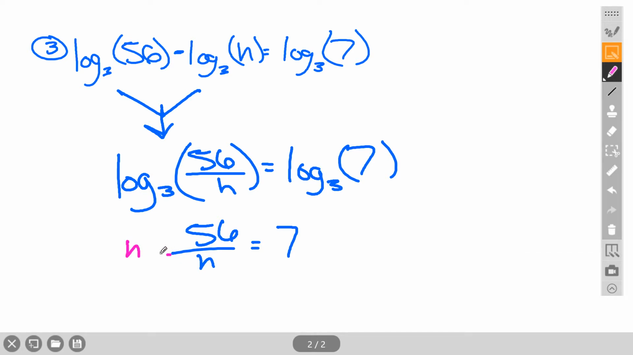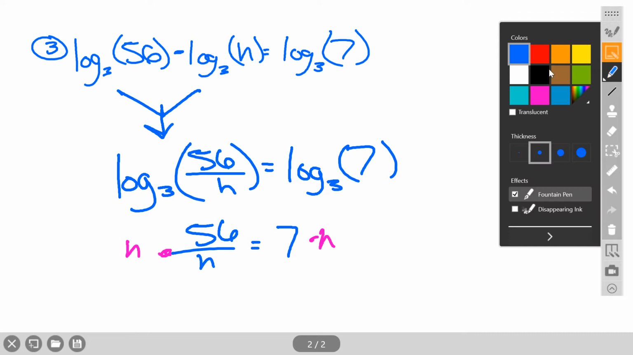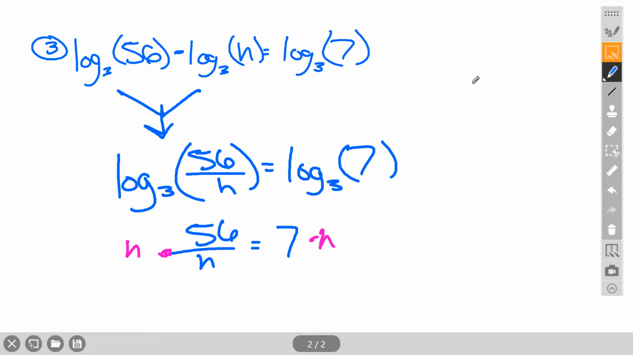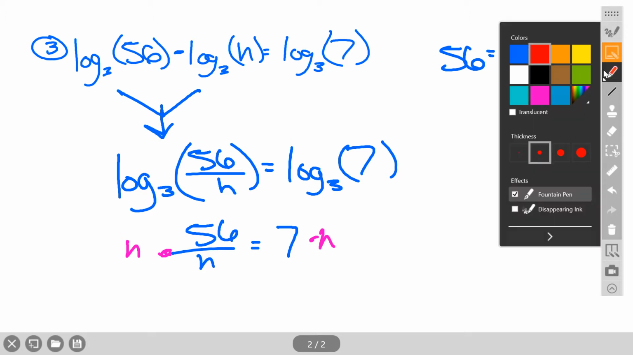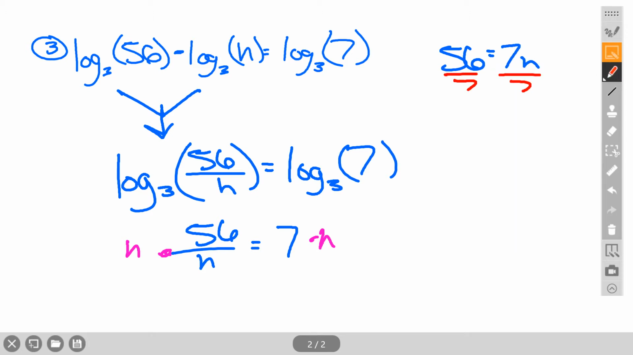So multiply by n to bring it to the numerator. So 56 equals 7n. Divide by 7, n is equal to 8. So our solution to number 3 will be 8.